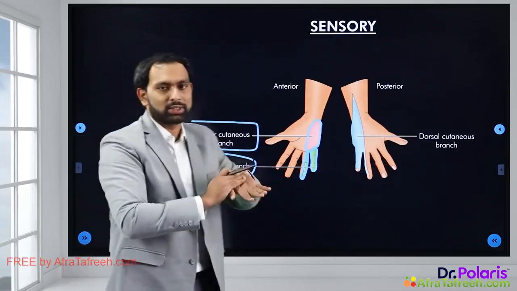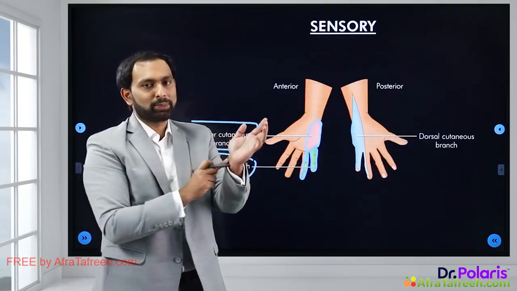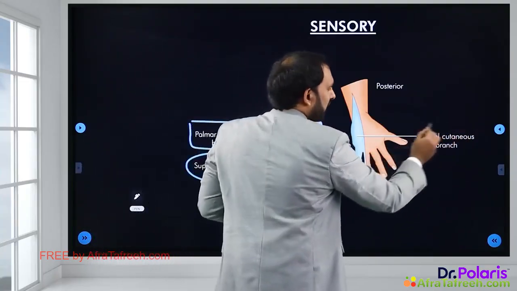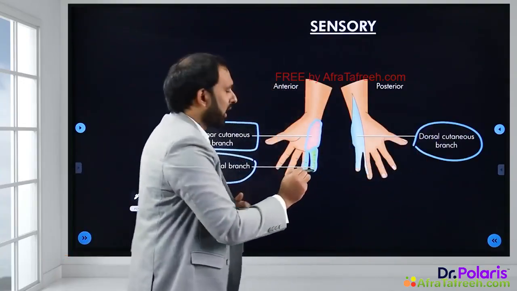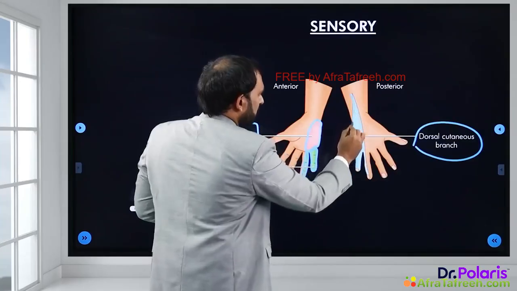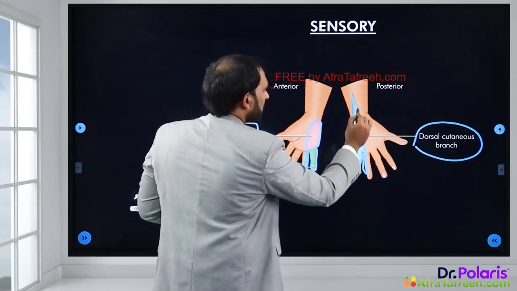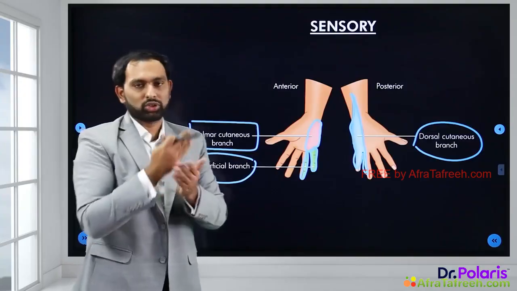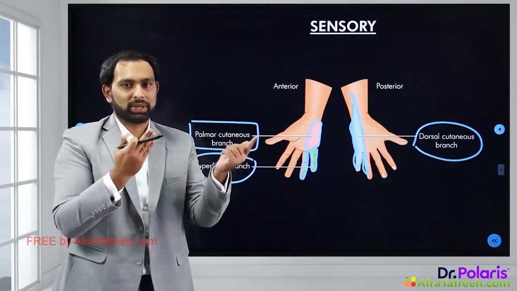In the dorsal aspect, the supply is given purely by one nerve, which is giving its branch out before it comes to the wrist, that is the dorsal cutaneous branch. So this dorsal cutaneous branch gives almost this much area, that is involving 1.5 fingers. So this area is supplied by the dorsal cutaneous branch. So dorsally, the supply of the ulnar nerve is mainly from the dorsal cutaneous branch.